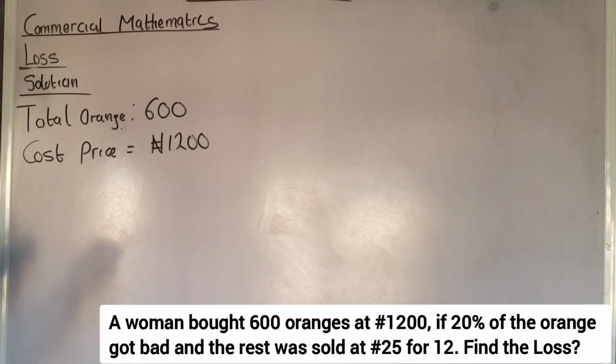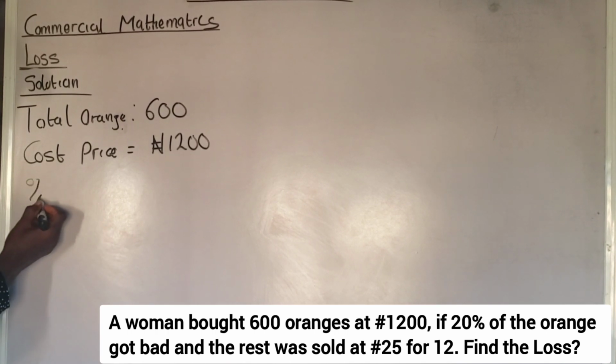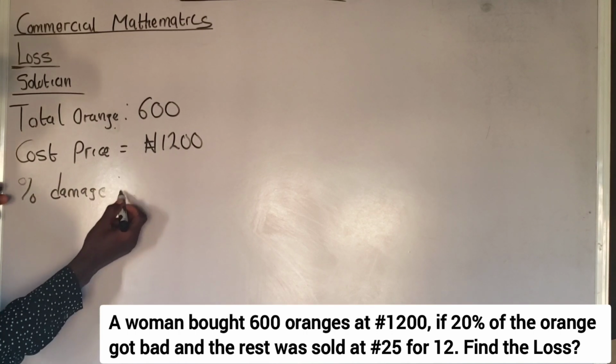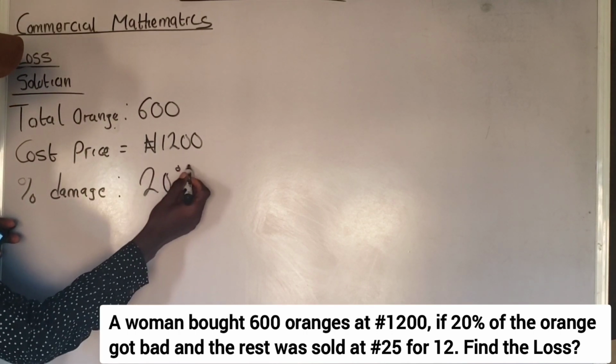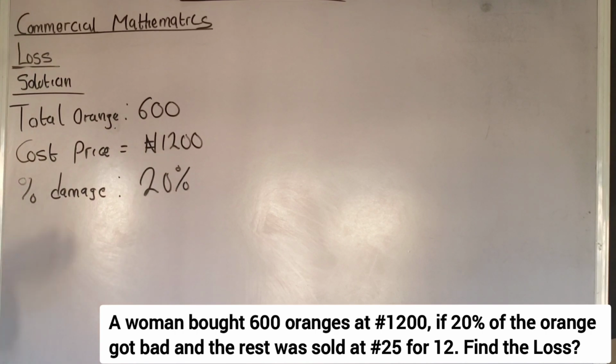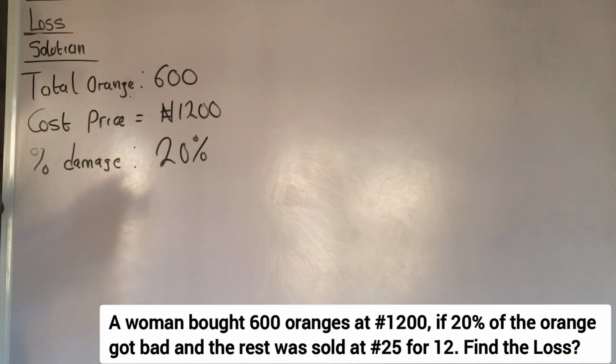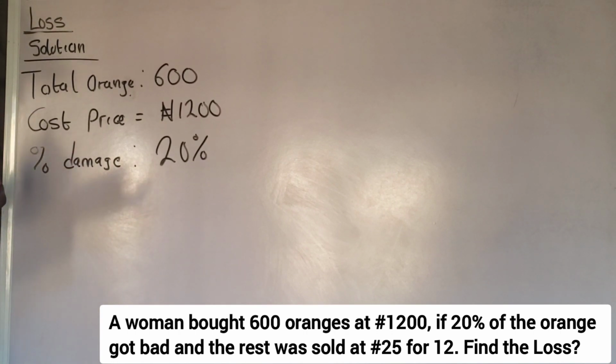So 20% damage. Let me just put it like that. The percent of oranges that is damaged is 20%. Okay. Please, I want you to pay attention, so that you are going to get how I solve the question. You understand? The percentage that is bad or damaged is what? 20%.